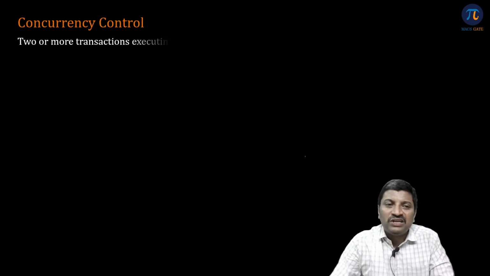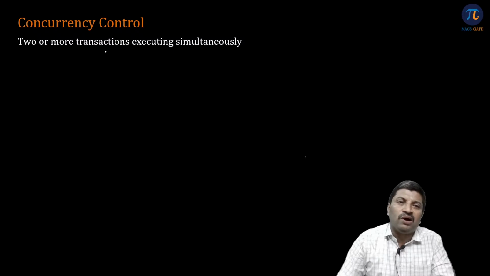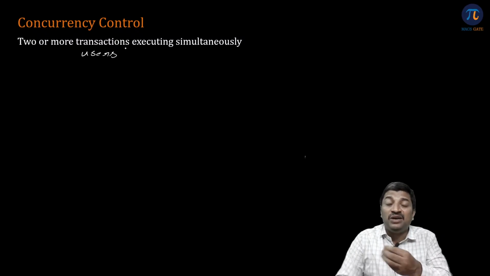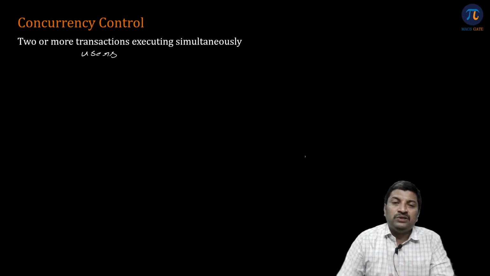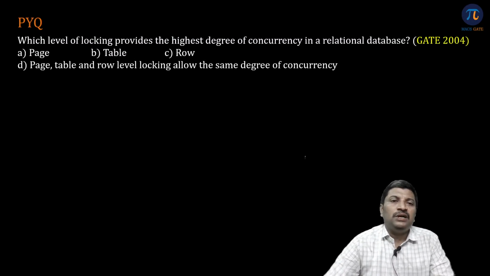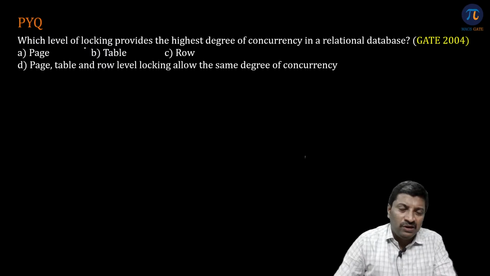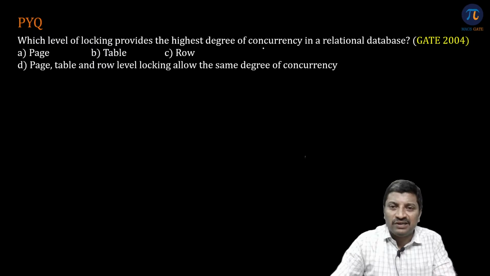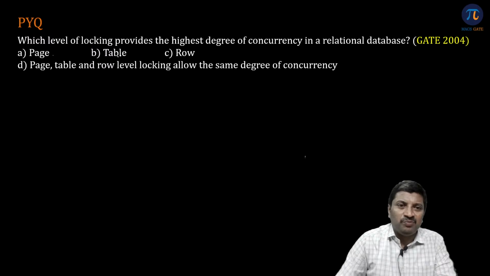Concurrency control. What is concurrency? As I told, two or more transactions or two or more users executing the same database, same relation simultaneously. So two or more transactions are executing the same database simultaneously. Now let us have a small question. Which level of locking provides the highest degree of concurrency in a relational database? Page, table, row.